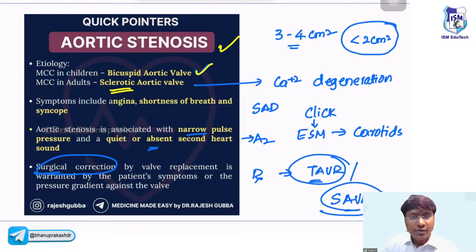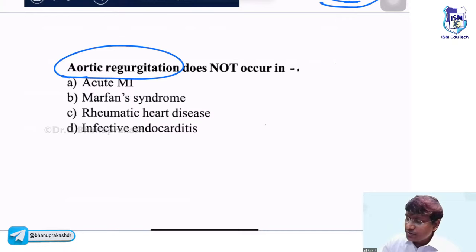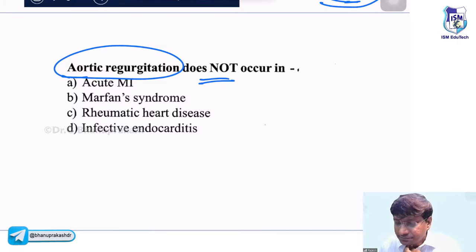Next, we'll discuss AR, aortic regurgitation. So can anyone answer this? Aortic regurgitation does not occur in which condition? Yes, aortic regurgitation does not occur in the case of acute myocardial infarction, okay?